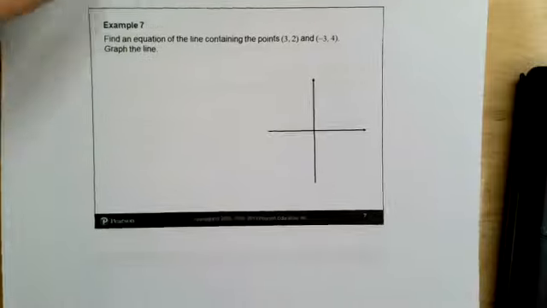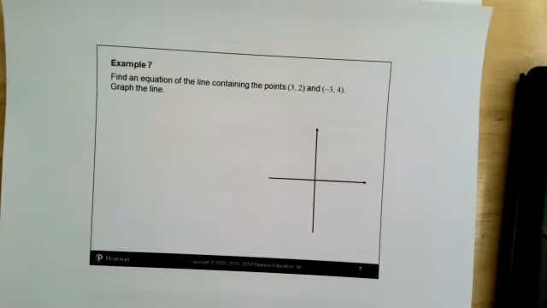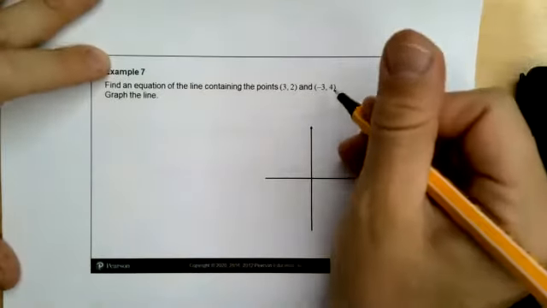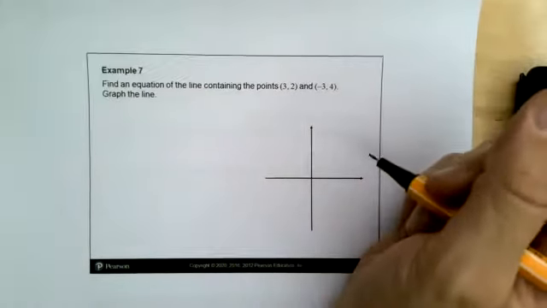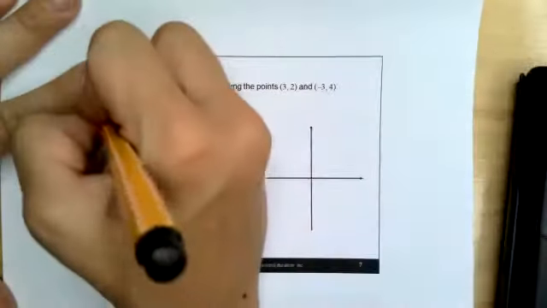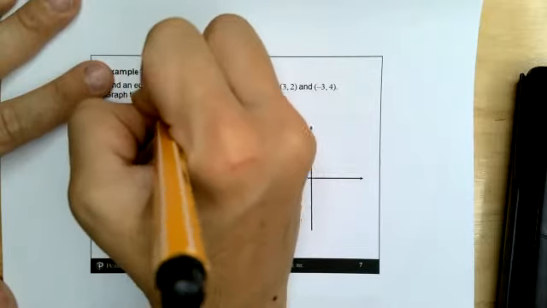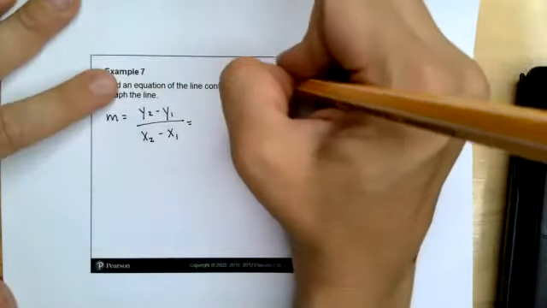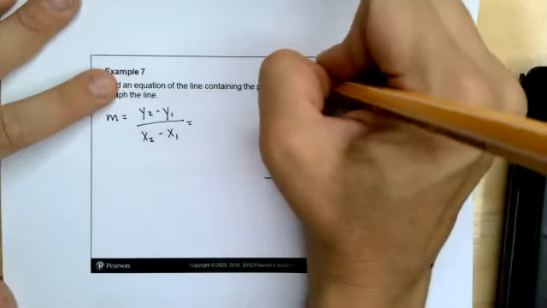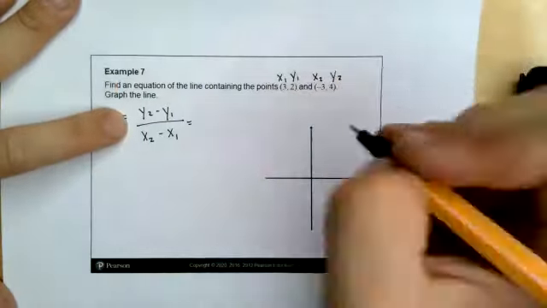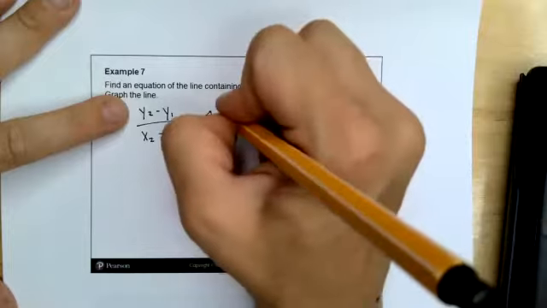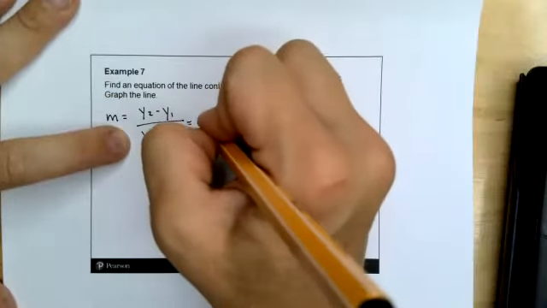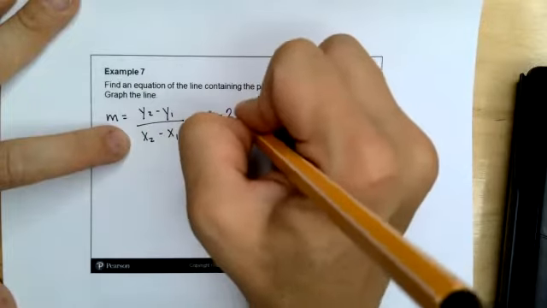And now they are asking us to find the equation of a line containing the points 3, 2, and negative 3, 4. We don't know how to go straight from 2 points to an entire equation, but we know how to take 2 points and find the slope and then use slope and one of the points to find the equation, right? So to find slope, we say y2 minus y1 over x2 minus x1. So I'm going to say y2 is my 4, y1 is my 2, x2 is my negative 3, x1 is my 3.